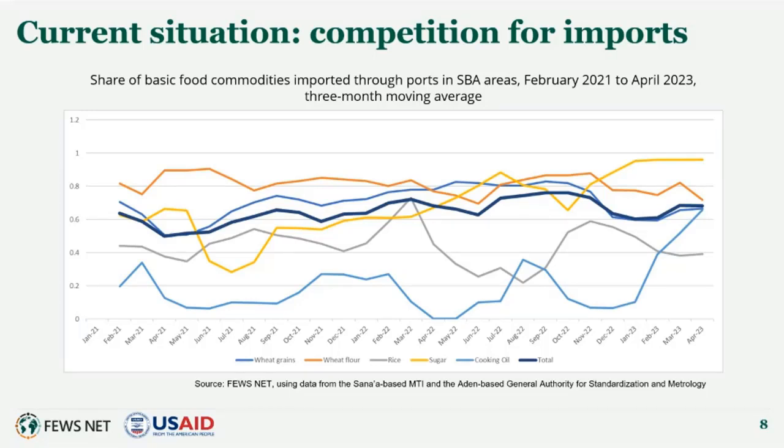For example, this slide is showing the three-month moving average of the share of basic food commodities imported through ports in SBA-controlled areas, as opposed to IRG-controlled areas, through April 2023. Actually through May, but the three-month moving average is through April. And what I want to point out is the trend for cooking oil, which is shown in light blue. You can see that the share of cooking oil imported through SBA-controlled ports has increased since early 2023, the same time when importation restrictions were eased. However, we don't yet see strong evidence for shifts in supply chains of other commodities, such as notably staple wheat grain, despite pressure that the SBA authorities are putting on traders of these commodities.